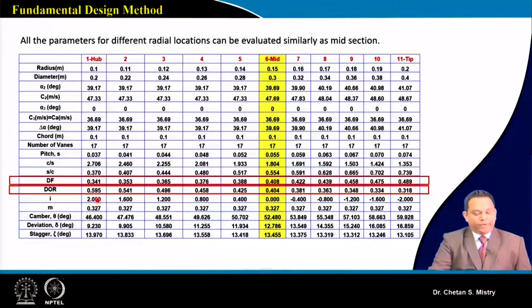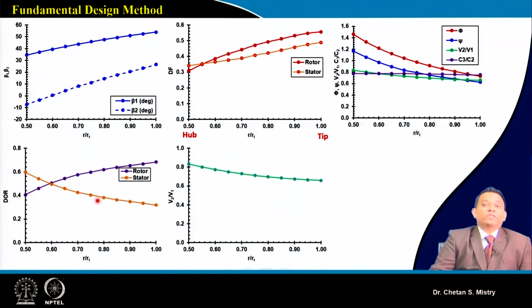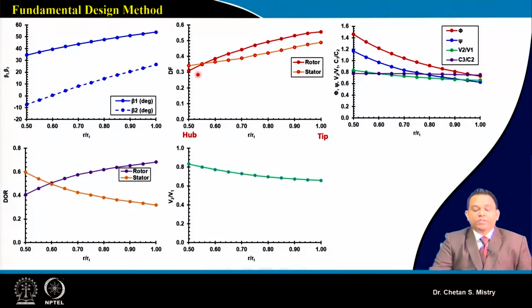Let's see what changes we find when we incorporate the calculation of the stator. Here in this case, if you look at my stator, it has a diffusion factor slightly on the higher side near the hub region, and near the tip region it is decreasing. Same way, this degree of reaction trend we have already compared. So this is 1 minus degree of reaction of my rotor.